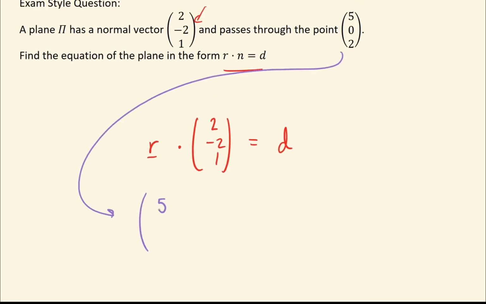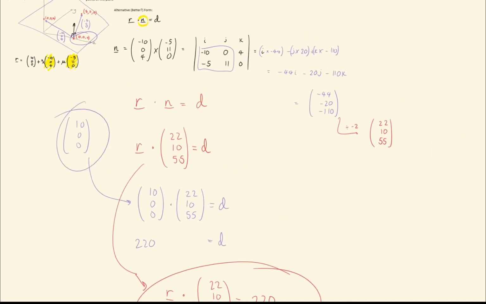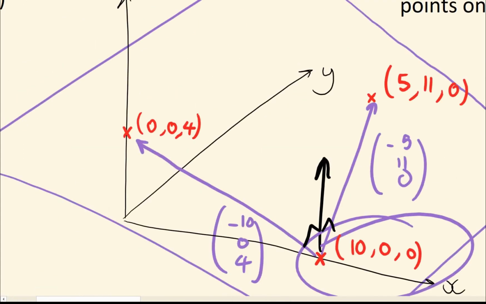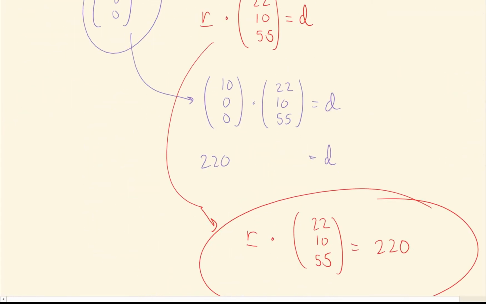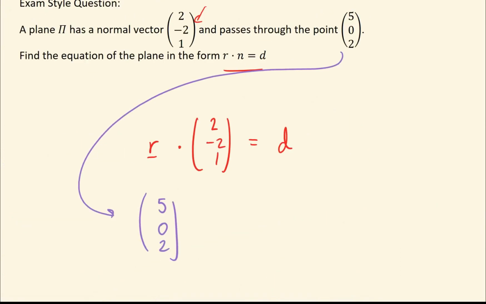Again, r is any point on my plane. So whatever point on your plane you put into this equation, you will always get the same value of d. What I mean is, if I go back to my previous slide, I picked this point to work out d. If I picked either of the other 2 points, either 0, 0, 4 or 5, 11, 0, I would always get the same answer for d. Okay, that's why this method works. You pick any point on my plane, and that'll give us the one and only value for d.